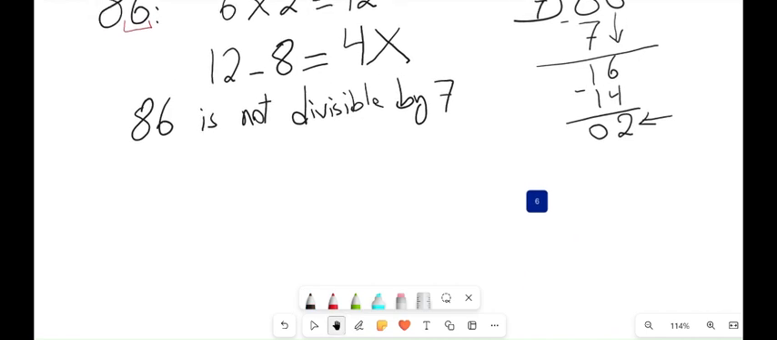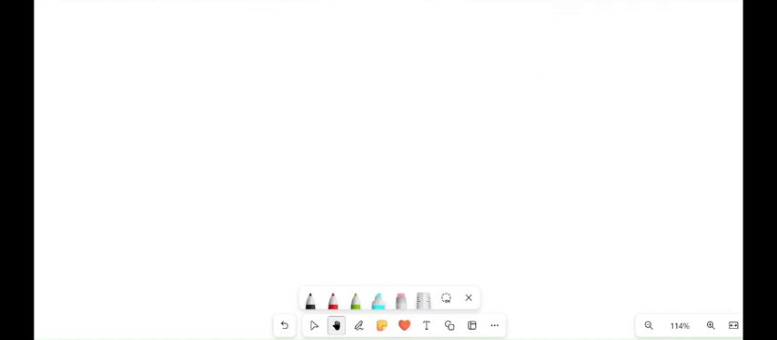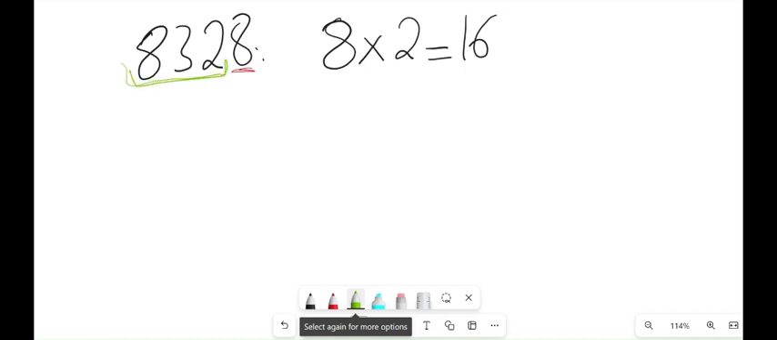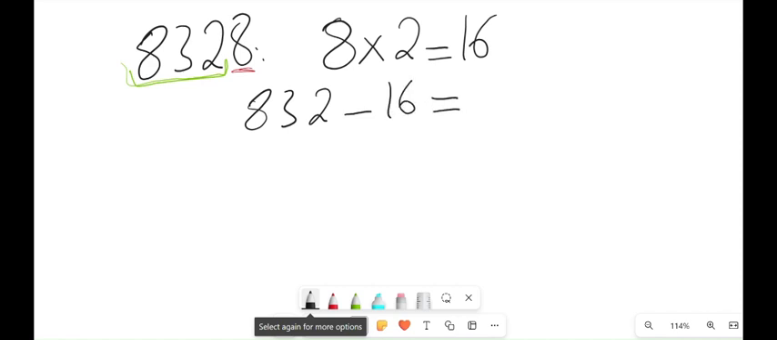Let's take a bigger example to check the divisibility by 7. I will take a random number, 8,328. The units digit is 8. First I double that 8 and I get 16. From the remaining piece of the number, which is 832, I subtract 16. I will get 816. You can do the calculation yourself. I got a number which is still big, and I cannot check directly by eye or by multiplication table if this number is divisible by 7.